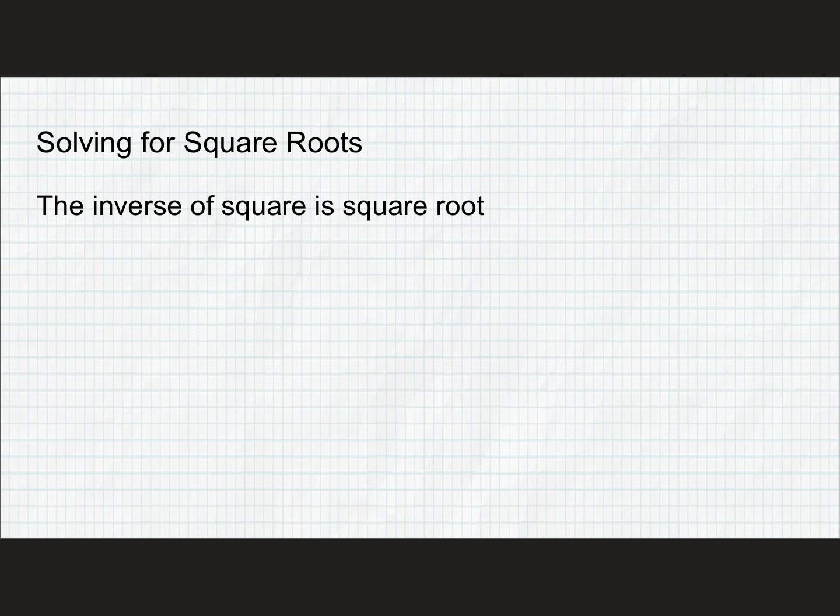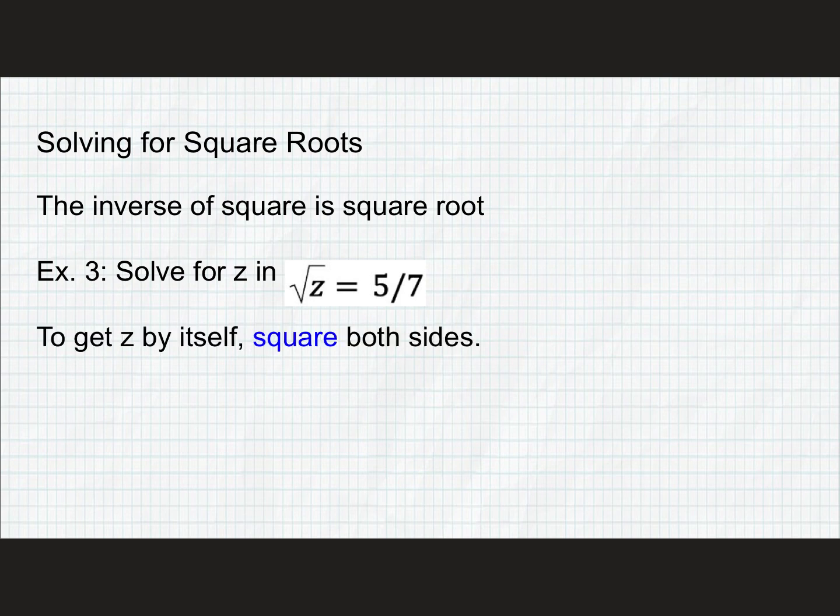Now keep in mind, just like the inverse of cubing a number is taking the cube root, the inverse of squaring a number is taking the square root. Let's use that in an example and solve for z in the equation square root of z equals 5/7. First of all, let's get z by itself. To do this, we must get rid of the square root.